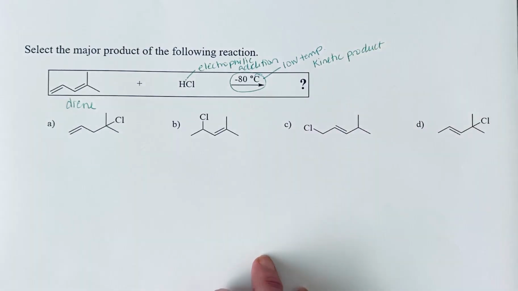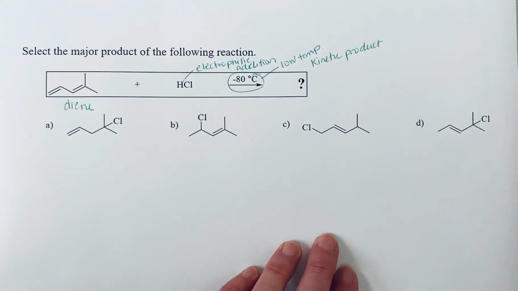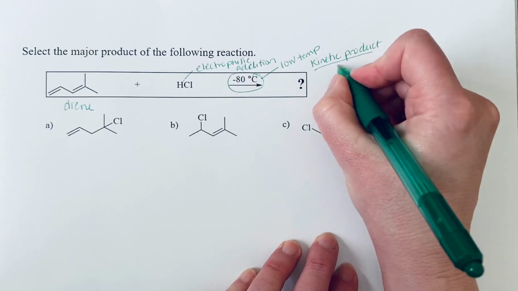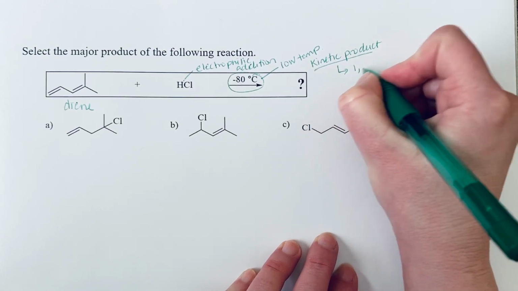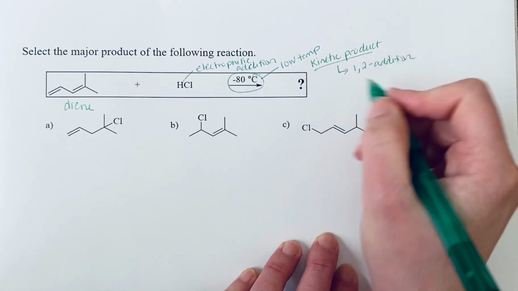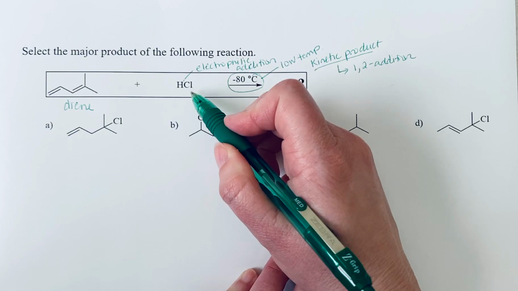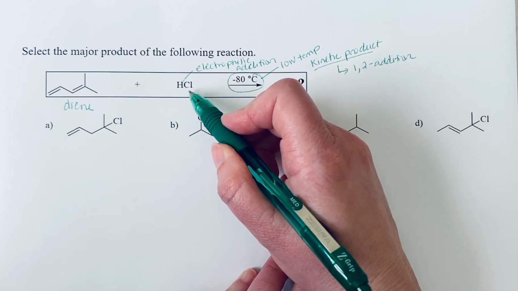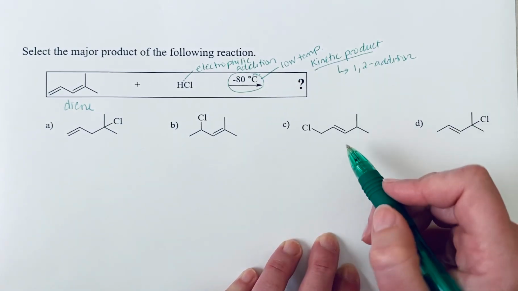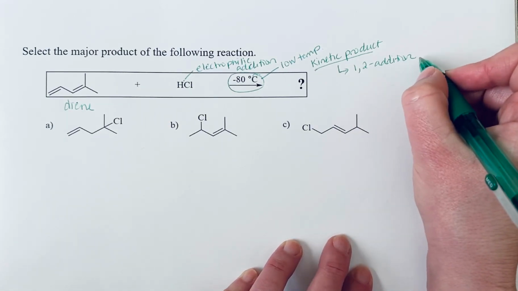So the kinetic product is the product that forms the fastest. So if we are dealing with an electrophilic addition to a diene, our kinetic product is going to be the product of what we call 1,2 addition. So what that means in the case of HCl is the hydrogen adds on one carbon atom and the chlorine adds on the adjacent carbon atom. So if you're counting between those two additions, it would be 1, 2. So it will be the 1,2 addition product.